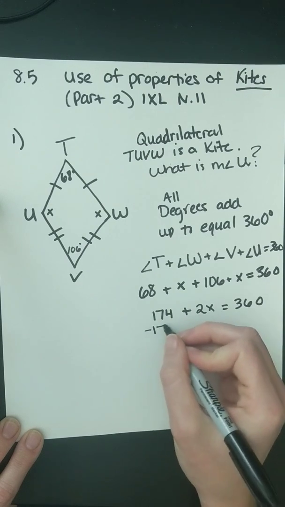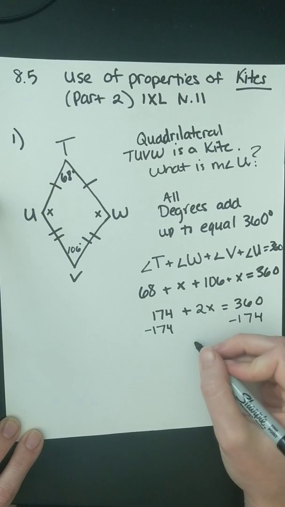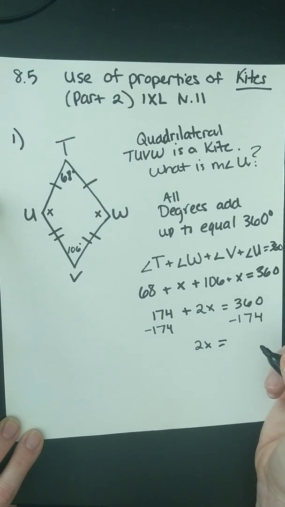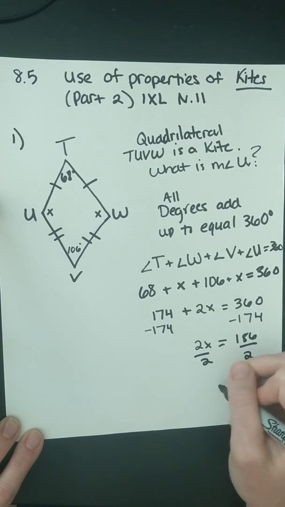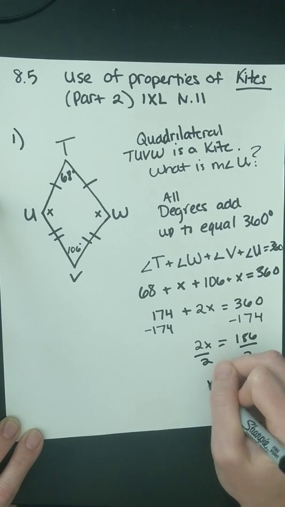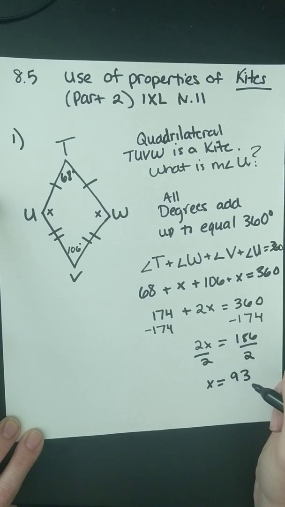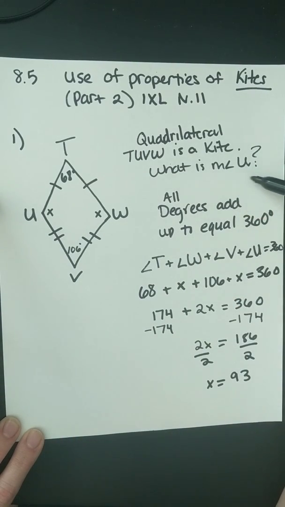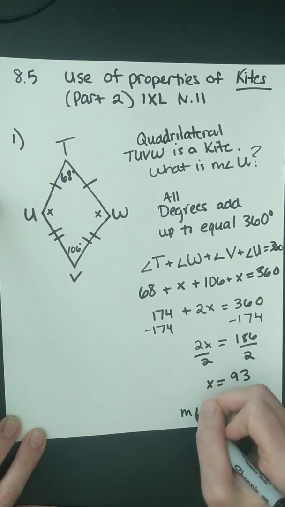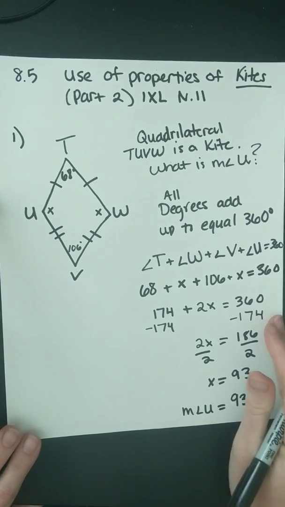So subtract 174 from both sides. 2x should equal 186. And last step is divide by 2 on both sides. X should equal 93. And when we say X, that means U is 93 and W. So if it said angle U, what's angle U? Well, we know angle U is the same as one of those X's, so it's 93.